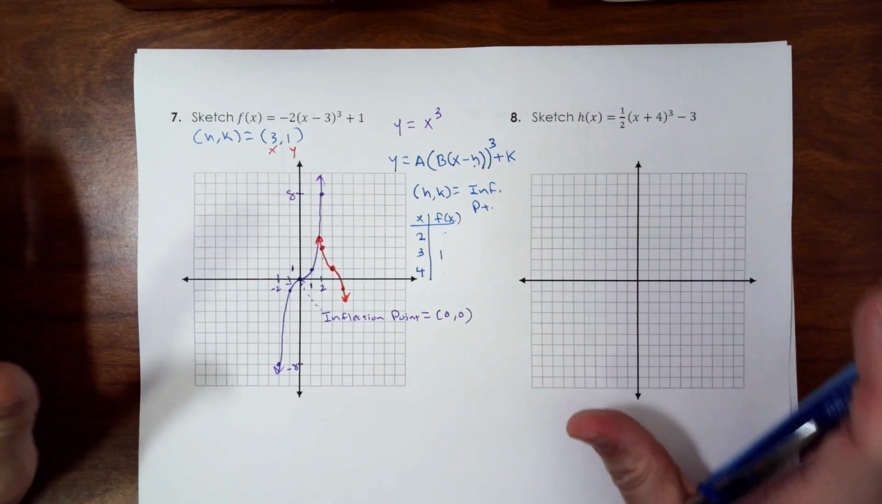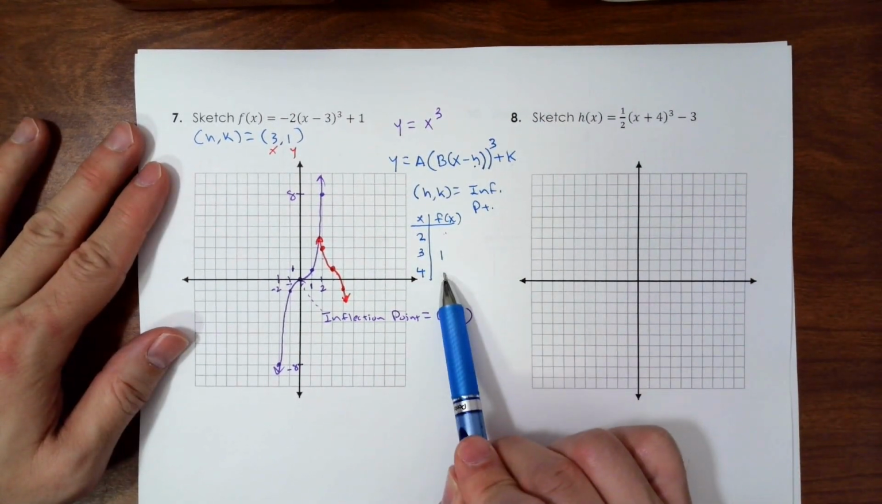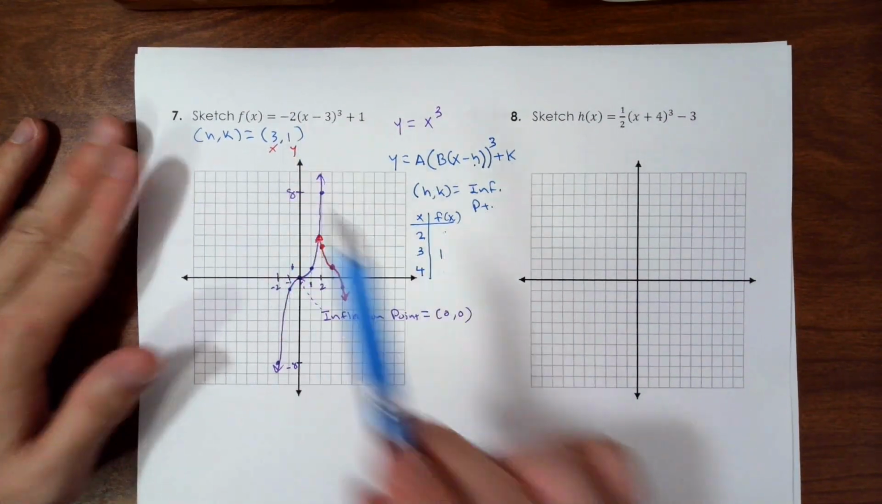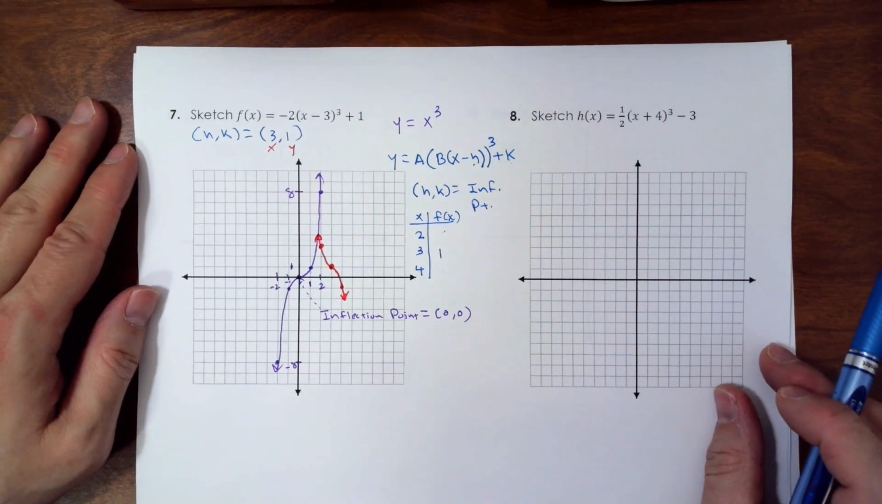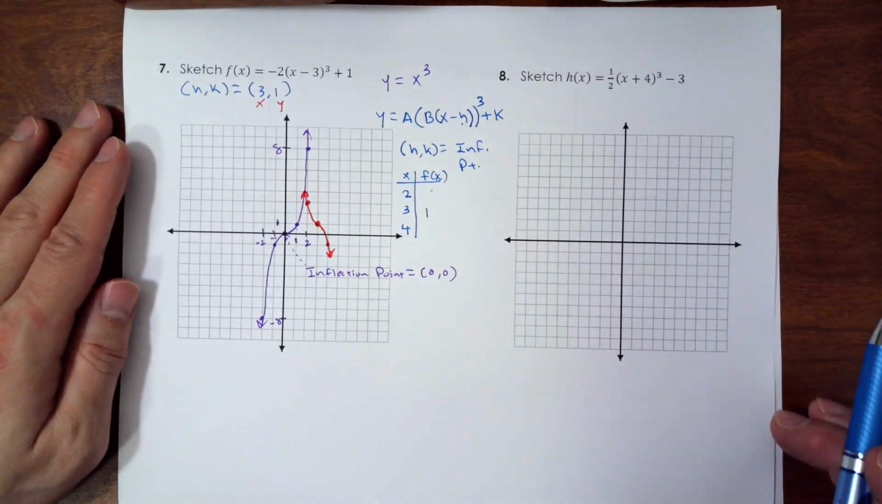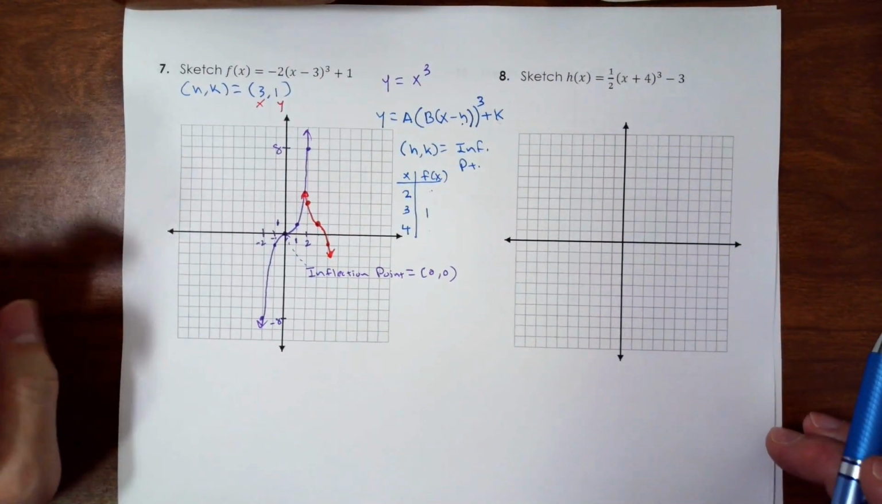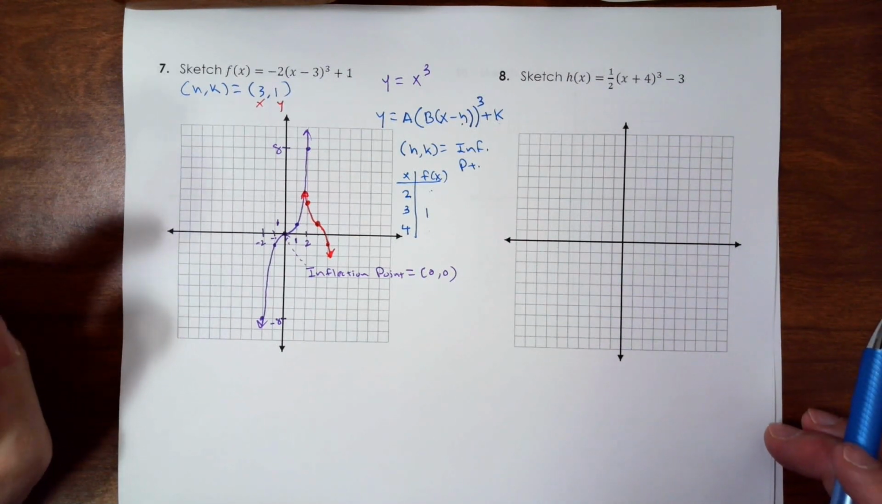This is test review, so let's keep it simple. Either use this method or use the shortcut method if you don't have a horizontal compression or stretch, which we probably will somewhere in this review or maybe on the test. But there's even a way around that, and I'll show you that when we get to that problem.